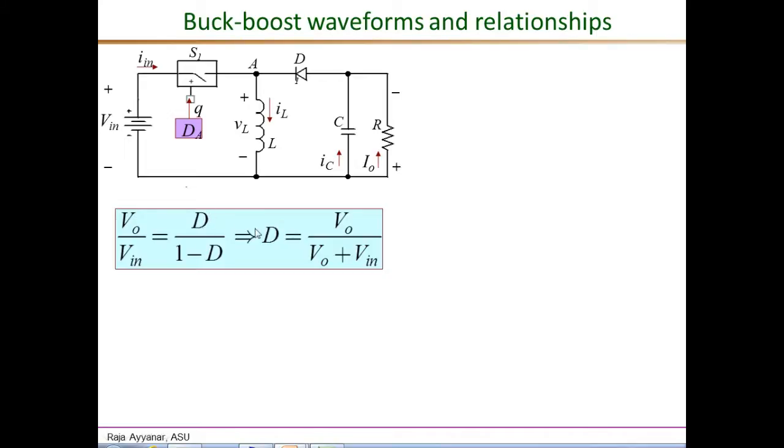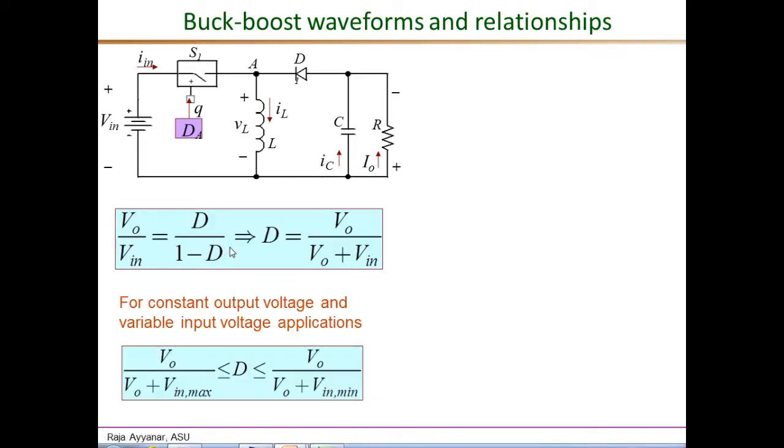Using this input-output relationship, we can also establish the D under any given operating condition to be VO over VO plus Vin, which comes directly from this equation. Now, for constant output voltage and variable input voltage applications that we are interested in, we can determine the range of variation in the operating D for a given range of variation in the input voltage. So the D varies from a minimum of VO over VO plus Vin max to a maximum of VO over VO plus Vin minimum. So higher the input voltage, smaller is the D, as we would expect.